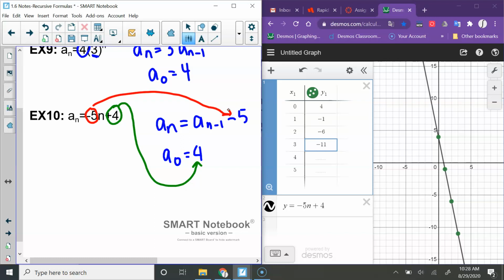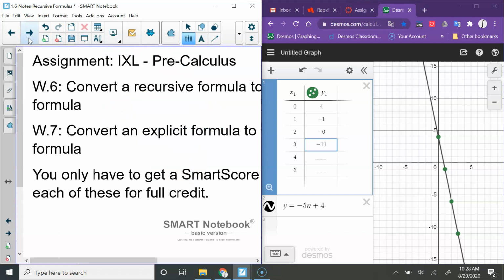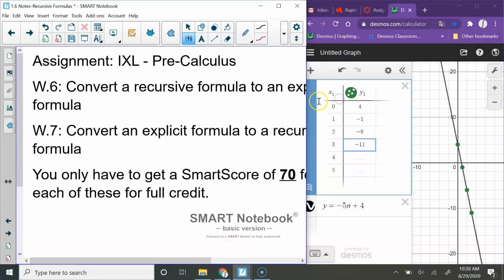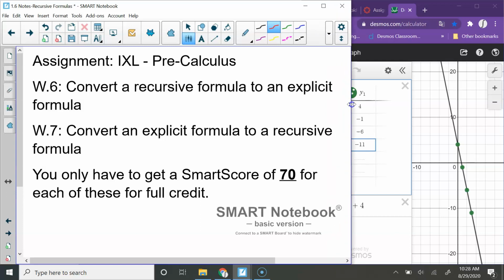So you're going to have several of these in iExcel. Your assignment that goes with this, I want you to do W6 and W7. However, for these, I do not want you to do these all day long, because iExcel sometimes can be so frustrating because it takes forever to get to a high score. So you only have to get a SMART score of 70 on these, because I do not want you to spend an hour and a half doing these problems. So if you spend more than 35-40 minutes on these problems, it is okay to quit. Let me know that you're having trouble, and we'll look at these on Tuesday.